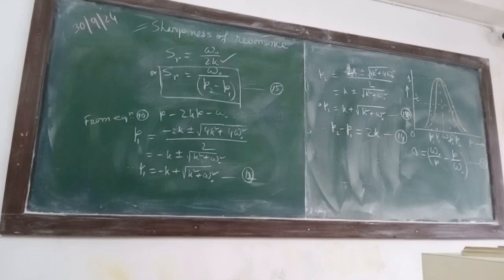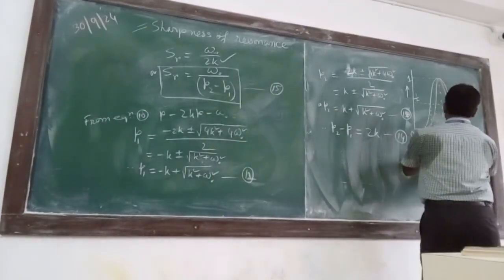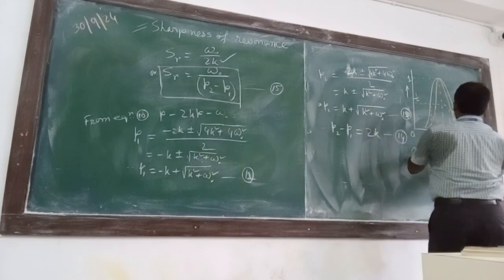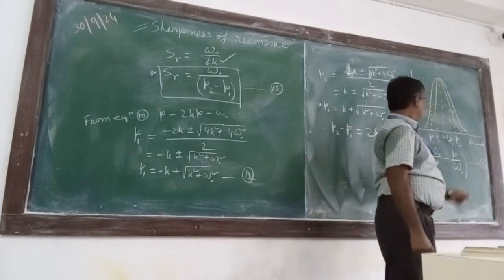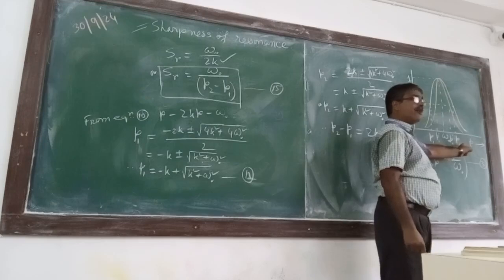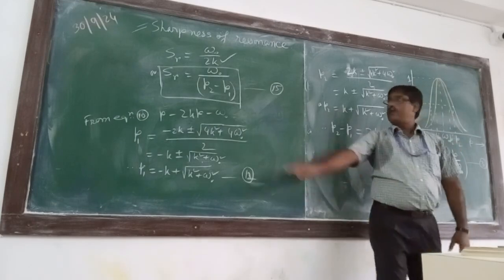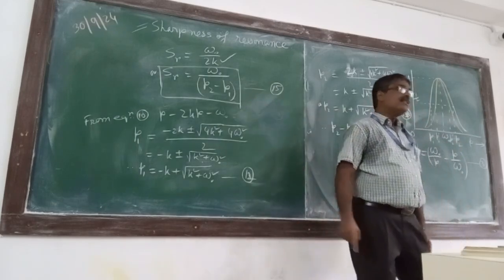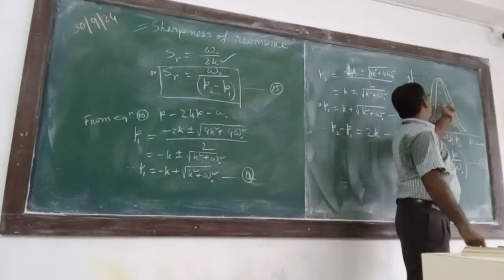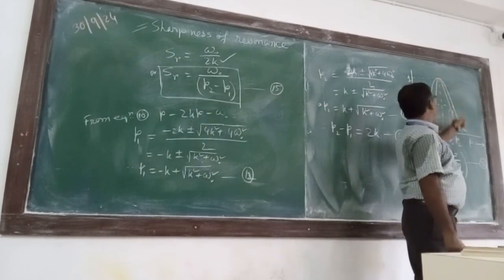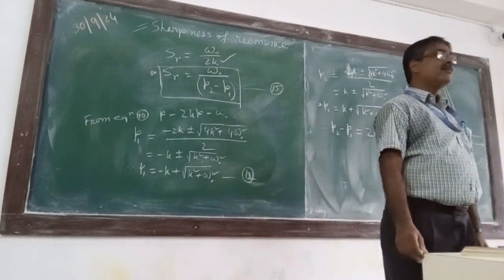So what is now P2 minus P1? For the white one, P2 minus P1 is larger than P2 dash minus P1 dash. From the figure you can see that P2 minus P1 is larger than P2 dash minus P1 dash. But if P2 minus P1 is less, then sharpness is high. So P2 dash minus P1 dash is less. So the sharpness of the orange one is high, that is, sharper than the white one.